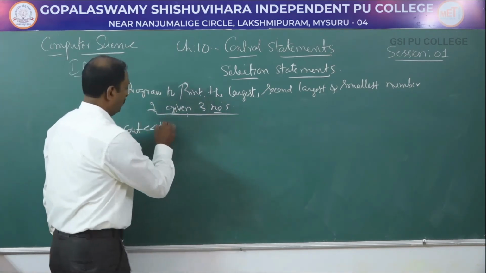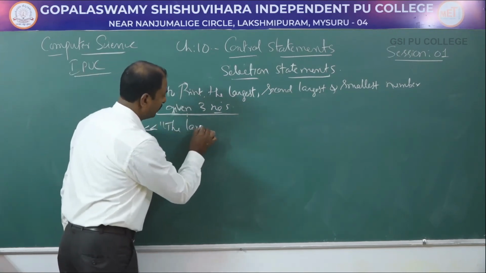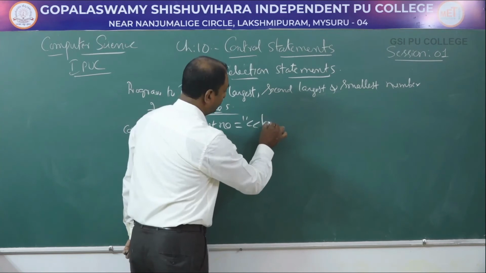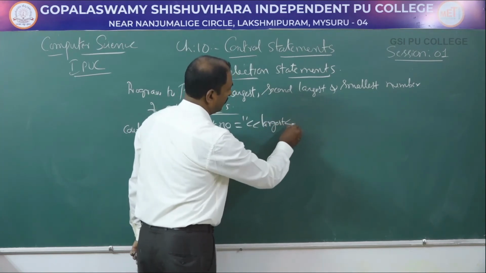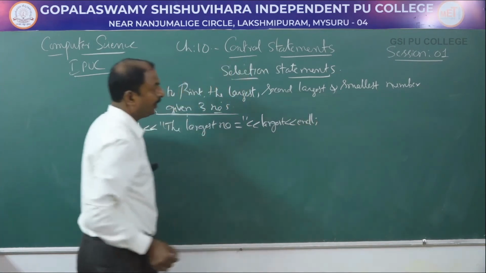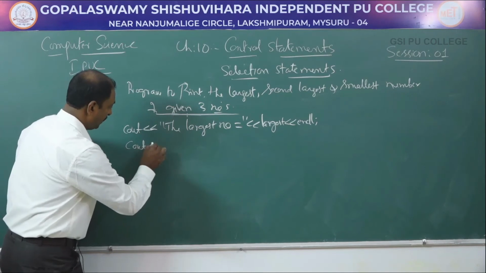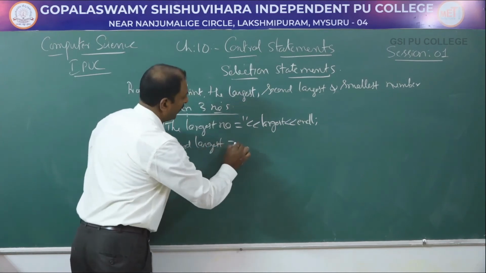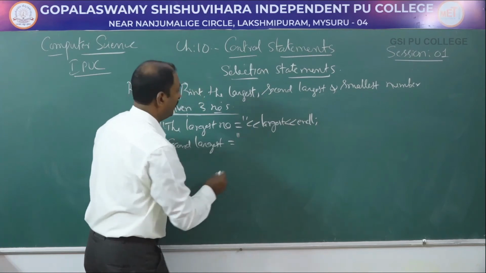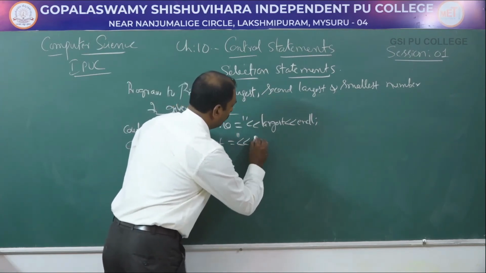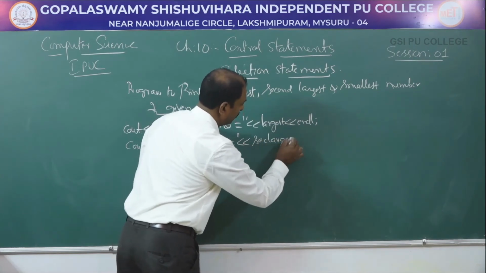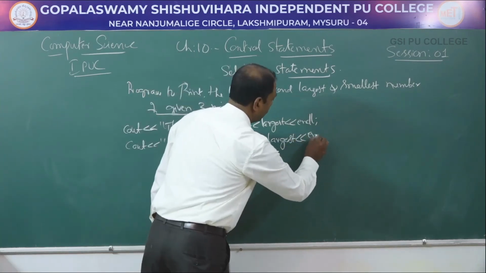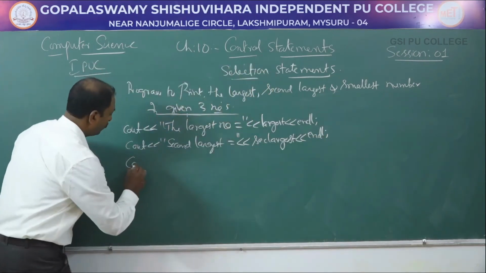cout, the largest number equals, and here the variable is largest, and endl. Next one is cout, second largest number equals, and the variable second largest, endl.